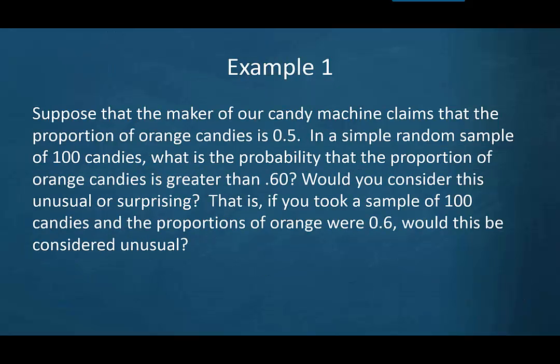Example 1. Suppose that the maker of our candy machine claims that the proportion of orange candies is indeed 0.5. In a simple random sample of 100 candies, what is the probability that the proportion of orange candies is greater than 0.6? Would you consider this unusual or surprising? That is, if you took a sample of 100 candies and the proportion of orange candies were 0.6, would this be considered unusual? I'm going to show this first example using the z-score method, and then I'll use technology. And after this one, we're just going to use technology.